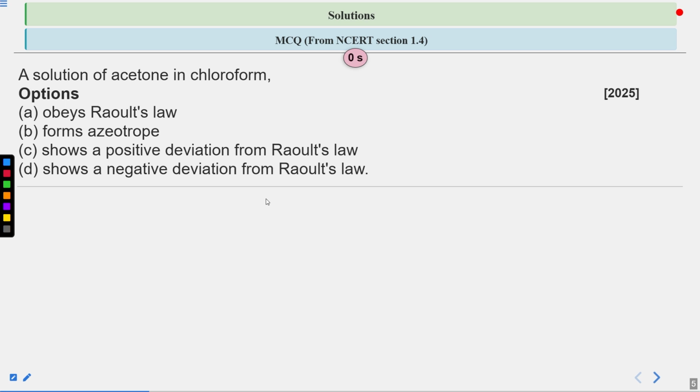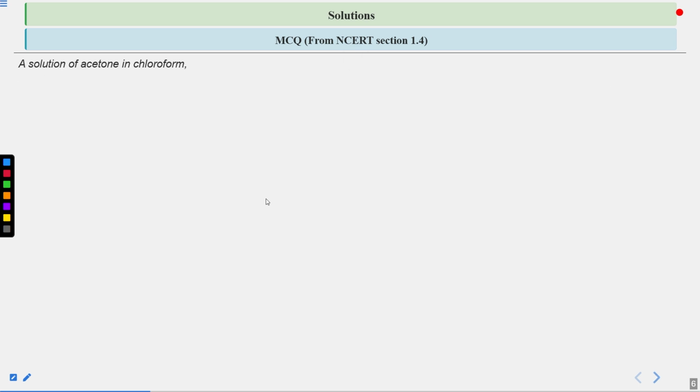Okay, so let's see. For the given question, the correct answer is option D, which shows a negative deviation from Raoult's law.